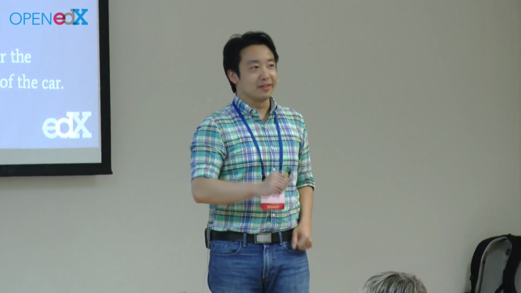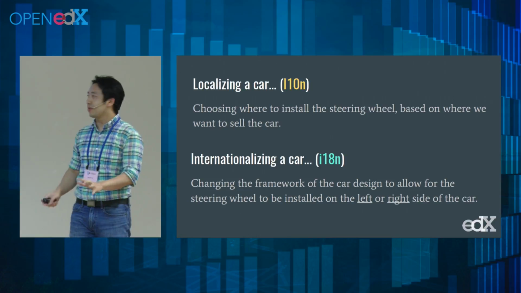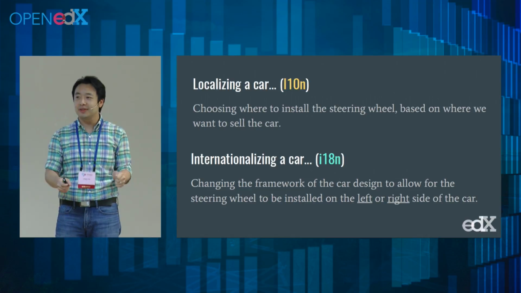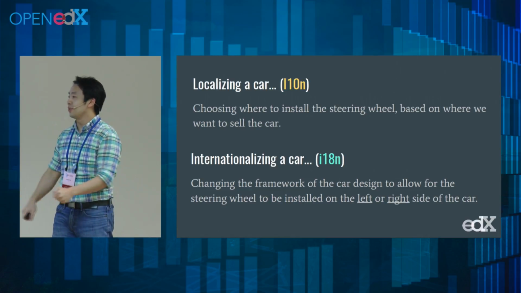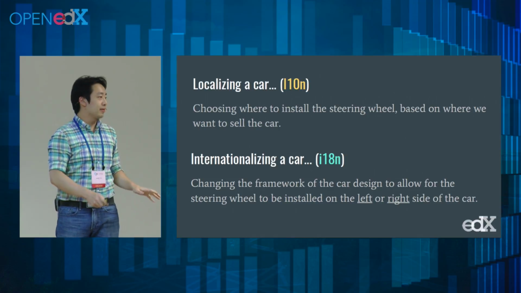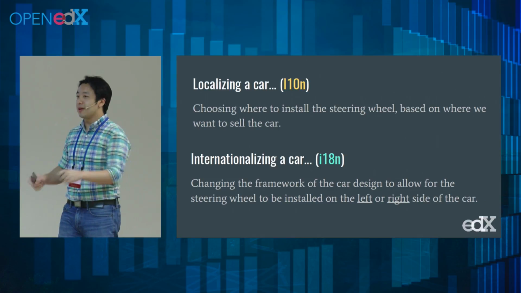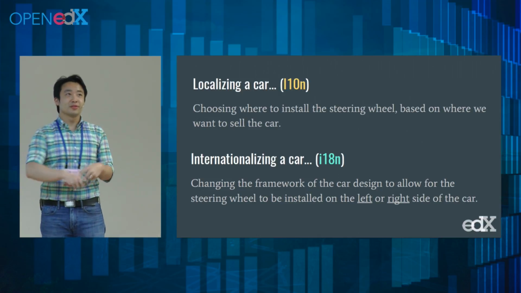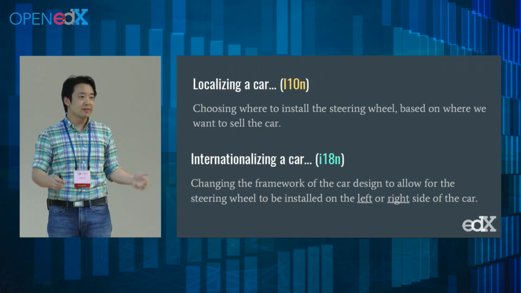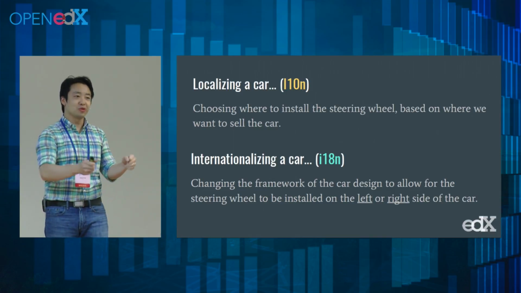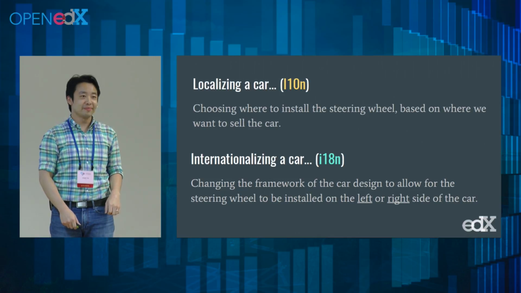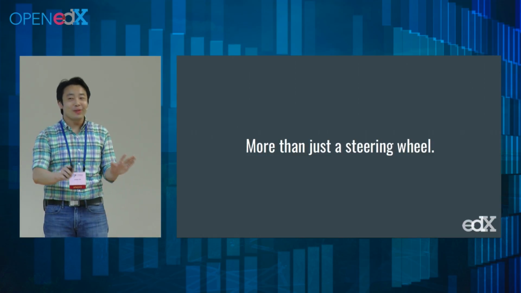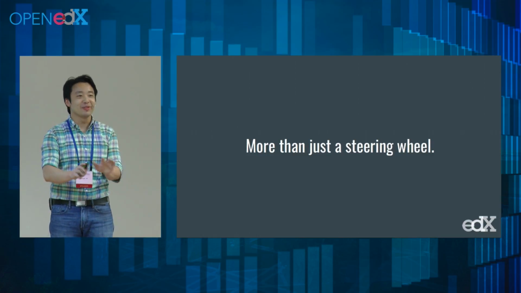Now, internationalizing this car is basically making sure that we're not developing and maintaining 2 completely different car frames, the left side for the US and the right side for the UK, but that we are modifying the framework of the car so that it makes it easier to install a steering wheel on either the left or the right side, so that when we expand to other markets, the only thing you have left to do is choose which side you want to put the steering wheel on. However, localizing a car isn't just the steering wheel. That's just the most obvious thing.